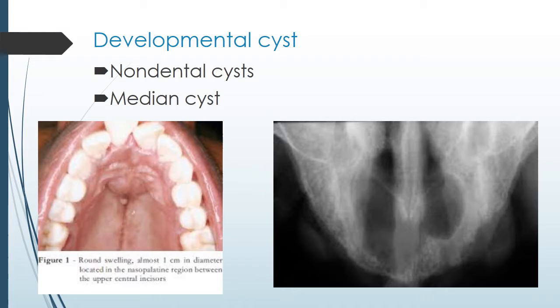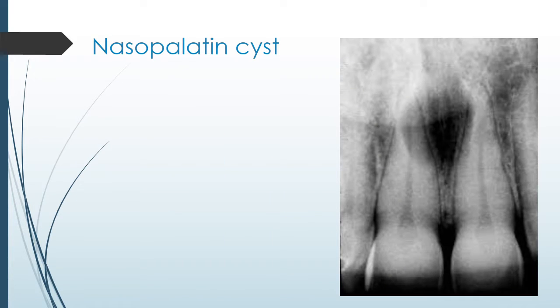Median cysts are differentiated from incisive canal cysts primarily by their location, since they usually occur more posteriorly in the palate. The median cyst has a connective tissue sac lined by squamous epithelium. Nasopalatine cysts or incisive canal cysts.